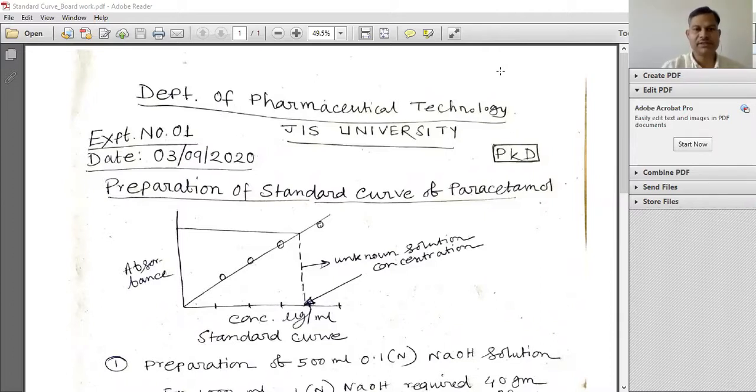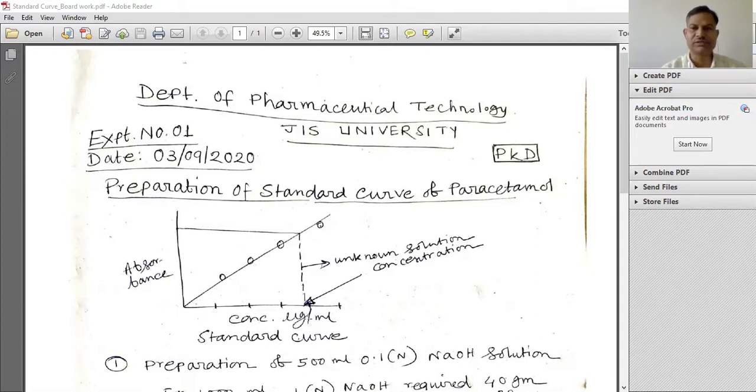Today our experiment will be preparation of the standard curve of paracetamol. Now first of all you should know what is a standard curve and what is the importance of a standard curve. Standard curve we are preparing by plotting the concentration versus absorbance.